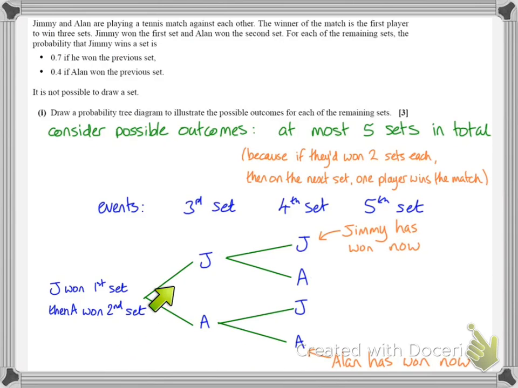But looking at the other branches, Jimmy and Alan have both won a set, and then Jimmy and Alan won another 1 each. That means they've got 2 each, or likewise on this branch that would give them 2 each. So on those branches they need to play again, and that would be all of the branches that we need, because following any of those we've got to the 5th set, which is the most we could possibly need, and we'll have 3 sets won by someone by following along any of these branches to the end of the branch.